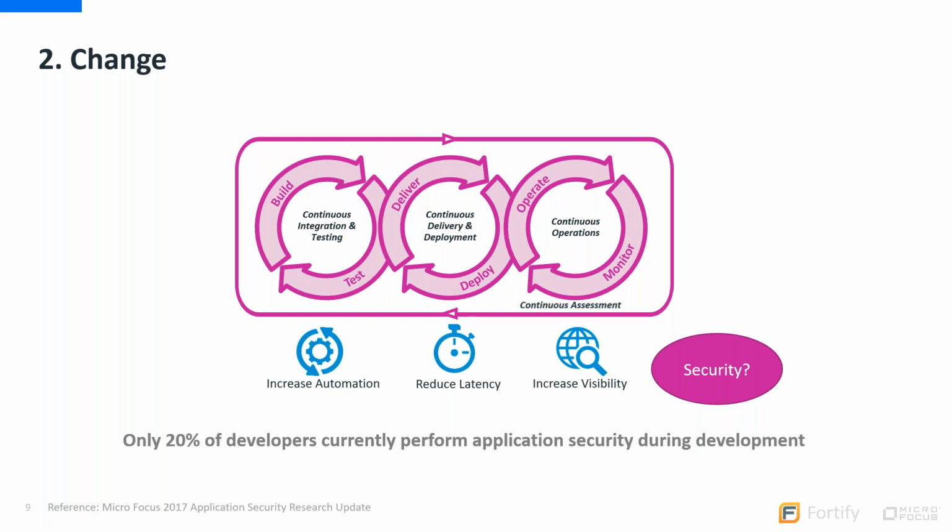When we did our poll, we found that only 20% of developers in DevOps style environments were doing anything beyond some manual code checks, and then occasionally the security team would do a pen test here and there, which is not sufficient.